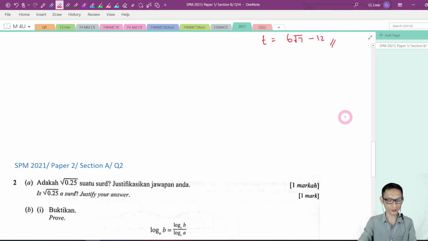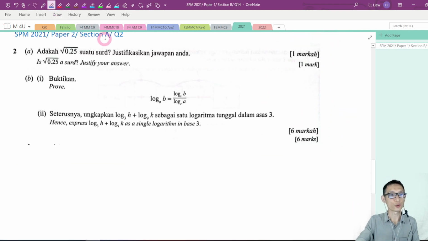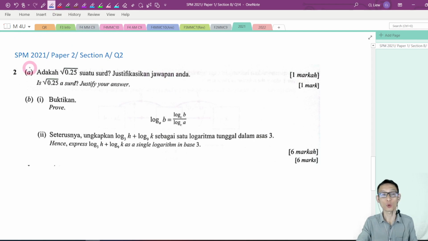Let's try one more question. This question is also taken out from SPM 2021. This is paper 2, section A. Is square root of 0.25 a surd? Justify your answer. Means give you reason. So is this a surd?